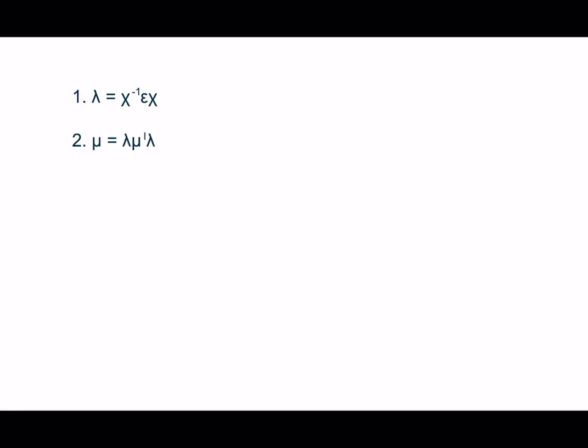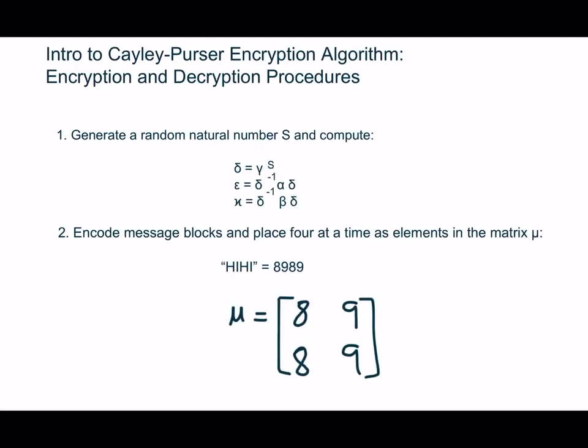If all has gone according to plan, the result of this expression will be the original plaintext mu matrix. In other words, the 8989 matrix.